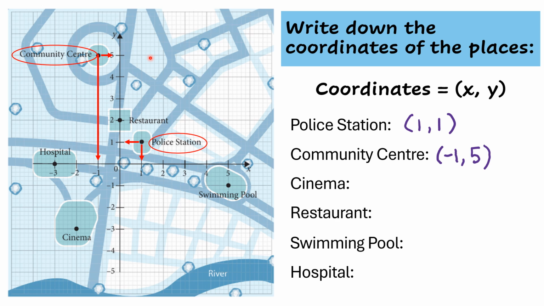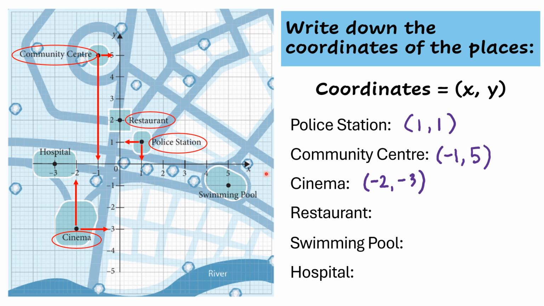Let's carry on. I want to find the coordinates of the cinema. I need to find the x value, which is -2, and then the y value is simply -3. So this forms the coordinates of the cinema.